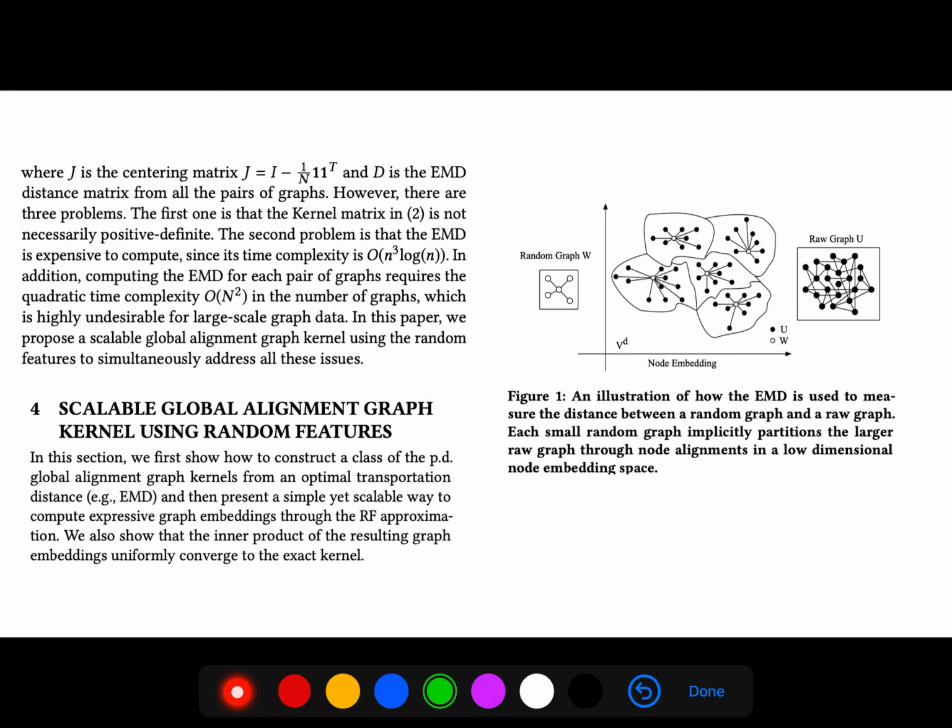You see an illustration of how earth mover's distance is used to measure the distance between a random graph and a raw graph. Each small random graph implicitly partitions the larger raw graph through node alignments in a low-dimensional node embedding space.